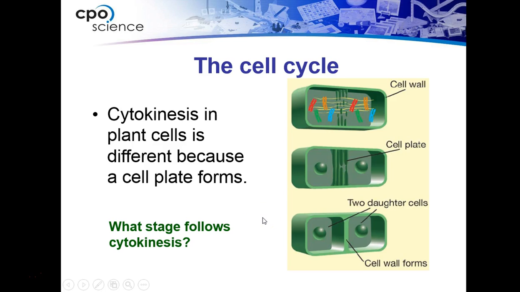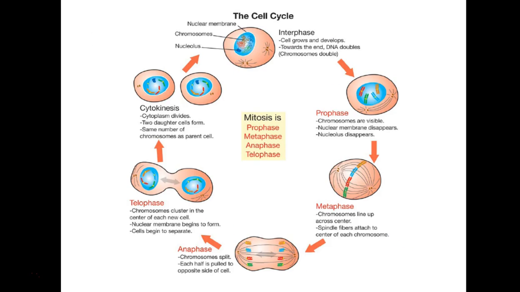Okay, the stage that follows cytokinesis, it's not a trick question. The cell would then go back and enter interphase. So the cell cycle is just that. It's a cycle. When the cell isn't in mitosis, it goes to cytokinesis, and then cytokinesis back to interphase, and the cell cycle starts again.